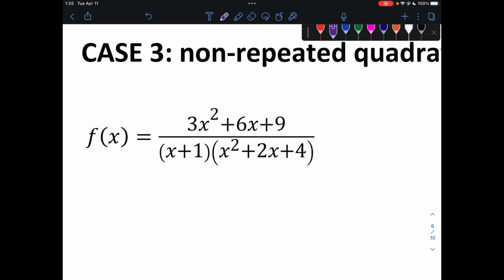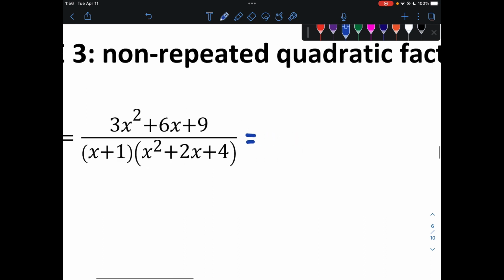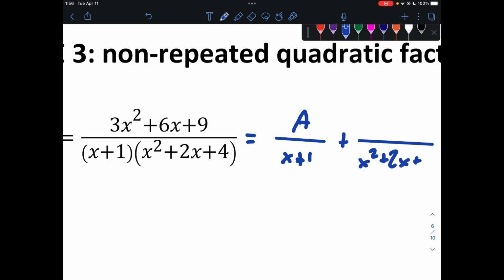So this right here is case 1. This is a non-repeated linear factor. This is case 3, a non-repeated quadratic factor. All right, so the non-repeated linear factor gets a constant. We'll call it A. The non-repeated quadratic factor gets a linear term, bx plus c.